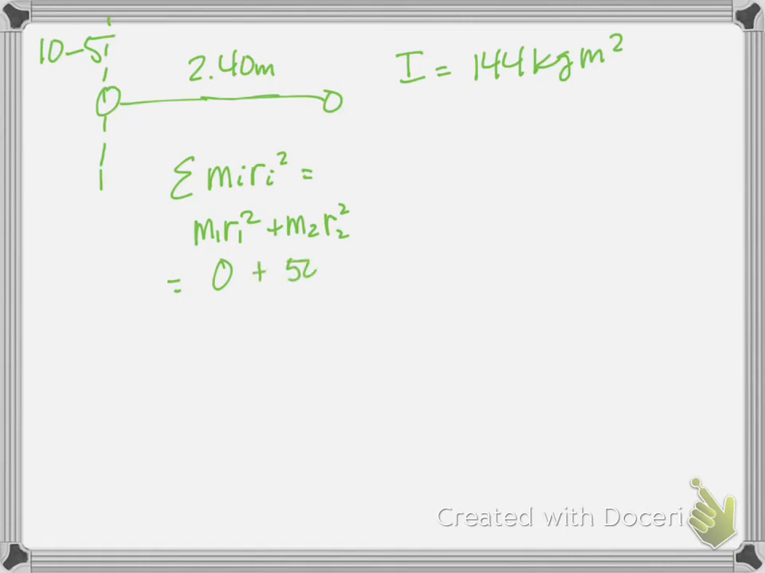Now, what about our second mass of 50 kilograms? Well, now it's 2.40 meters away, and we have to square that. Okay, and the rotational inertia that we get here is 288 kilogram meter squared.